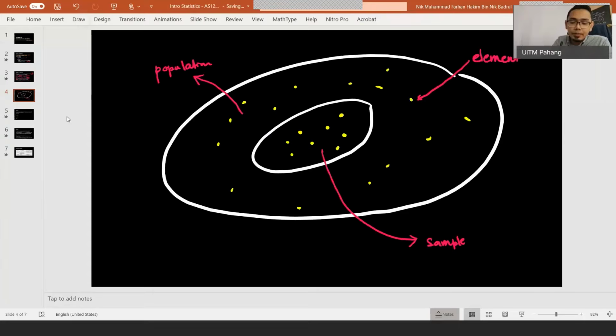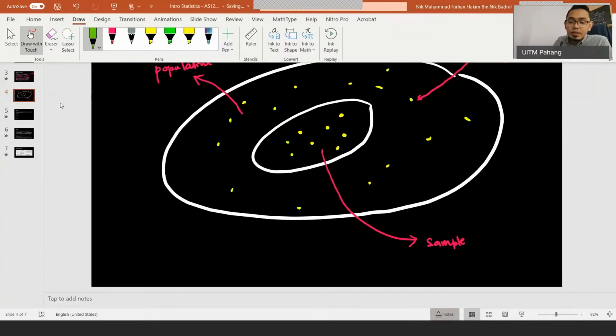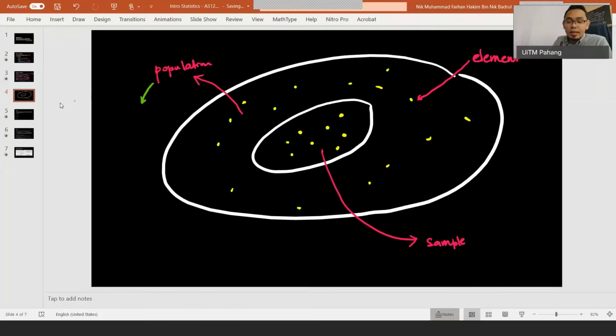Okay, so if we do the study on the population, the study is called a census, kan? But the study on a sample would be the sample survey, right? Sample survey. And then we have the mean and standard deviation. For the population, the summary measure will be the parameter. But for sample, the summary measure would be called statistic.